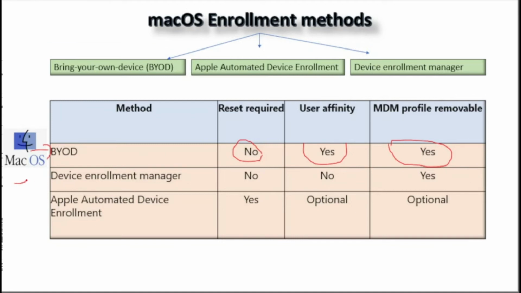In case of device enrollment manager for Mac enrollment, reset is not required. There will be no user affinity, but user can remove the MDM profile. In case of Apple automated device enrollment, reset is required. This is similar to your Autopilot in Windows 10 where we need to reset a device and the user affinity and MDM profile removal settings can be configured. So if admin wants user to remove their profile while enrolling, they can allow. Similarly, they can allow user association as well.